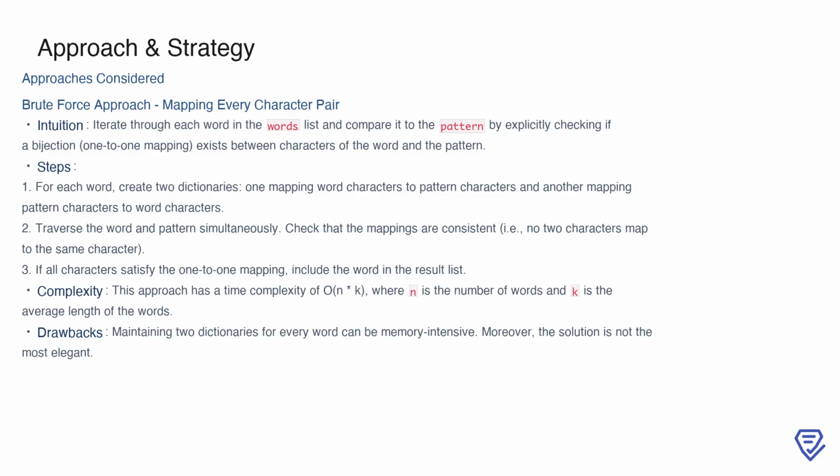Although this approach works, it has some drawbacks. The time complexity of n*k, where n is the number of words and k is the average length of the words, is reasonable. However, the memory usage can become a concern since we need to maintain two dictionaries for each word, and the implementation can feel cumbersome and less elegant overall.